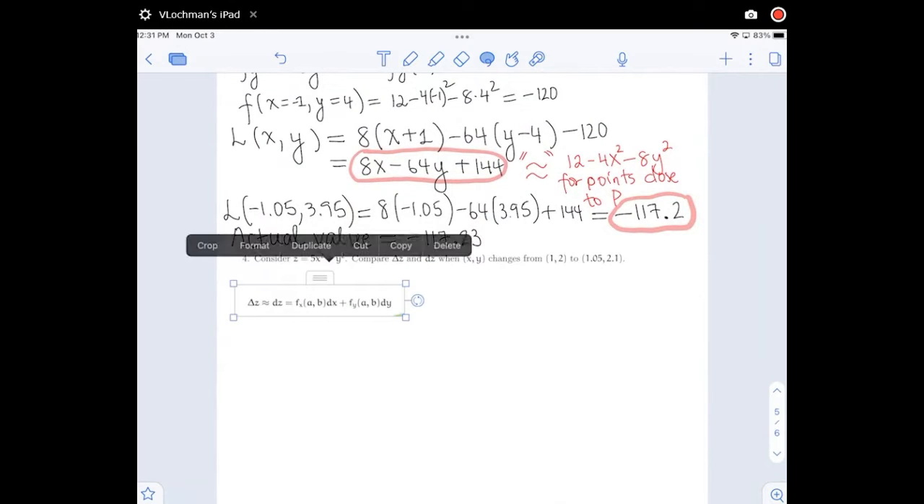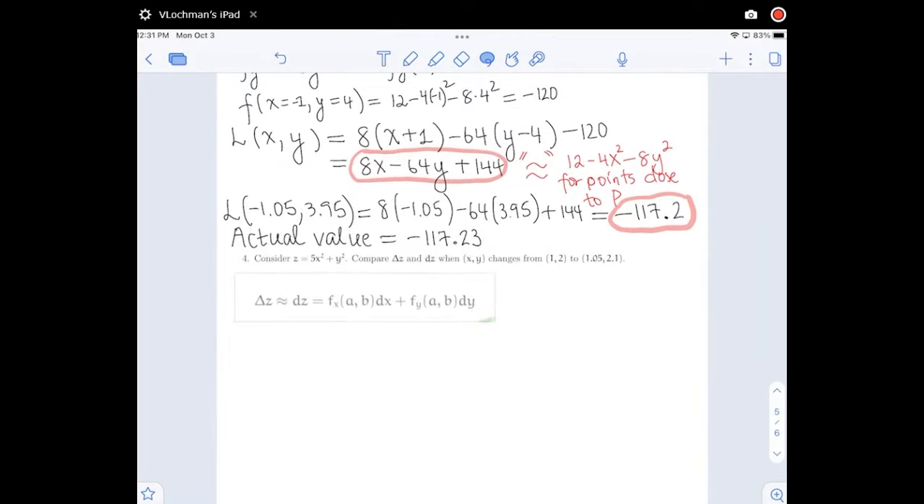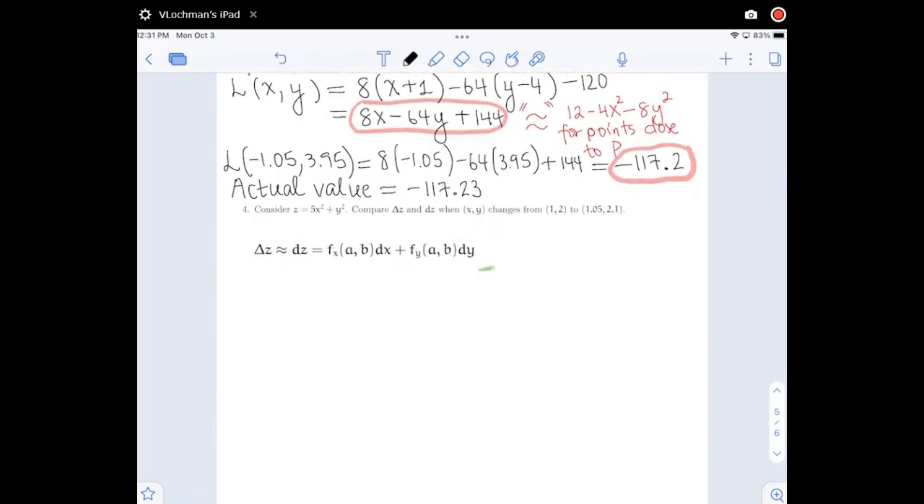Okay, so that's what we're going to be applying. Compare the change in z and dz when x changes from 1 to 1.05, and y from 2 to 2.1. So we have a small change in x and y. We want to see how that change affects the function. Now, this one is straightforward.